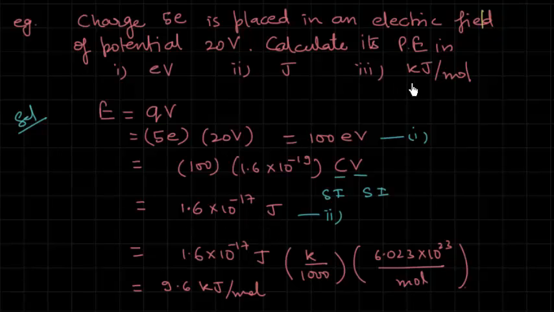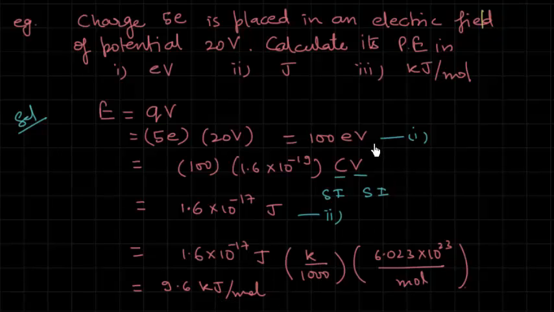Third, kilojoule per mole. So we just did in the last question the conversion factor, how to use the conversion factor to convert it into kilojoule per mole. So we already have the answer in joules. So let's convert it into kilojoule per mole. So this becomes k by 1000 into the first conversion factor into second conversion factor. This comes out to be 9.6 into 10 to the power 3 kilojoule per mole.